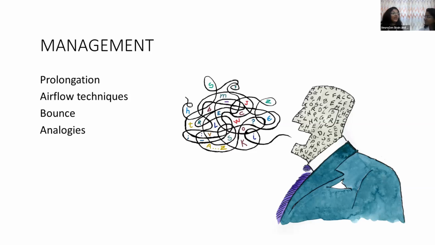What is your name? My name is. She has stopped, she took a deep breath, and then she's going to prolong. Kripa. So that is one of the techniques that we can use to avoid or tackle stuttering.